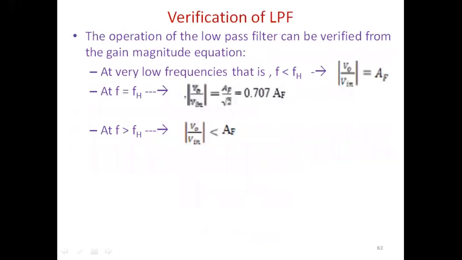The operation of the low pass filter can be verified from the gain magnitude equation. When f is less than FH, we get the pass band gain. When f equals FH, the gain is 70.7% of AF. When f is greater than FH, we get a value less than AF.